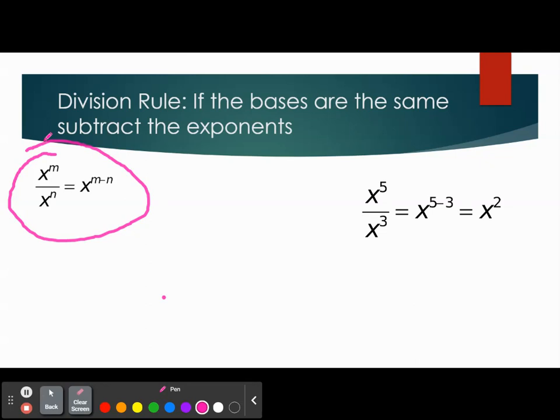We have not made it to the examples yet. You just need to be writing down. Remember, I'll take questions in a moment. Underneath the division rule, you need to write the actual division rule: x to the m divided by x to the n equals x to the m minus n. And then right beside that, have an example with actual numbers, like the one we worked together: x to the 5th divided by x to the 3rd equals x to the 5 minus 3, which is x squared.